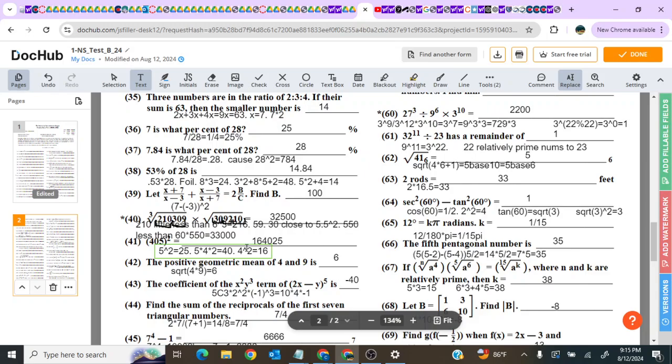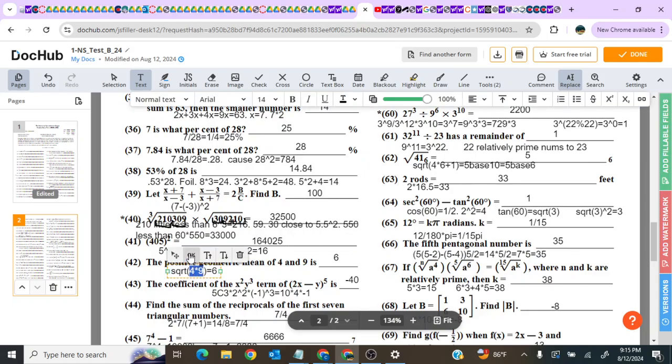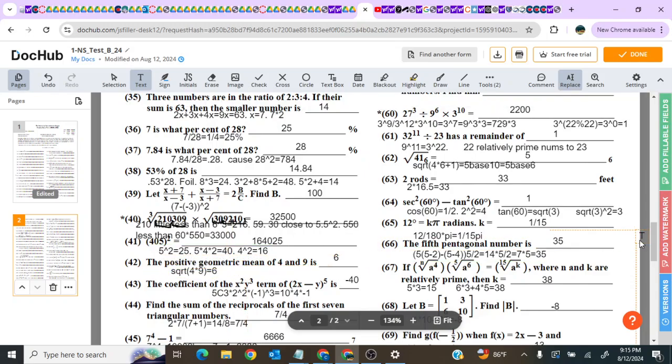Positive geometric mean of 4 and 9 is what? Geometric mean is basically the nth root of all n of your terms multiplied. So square root of 4 times 9, because there are two numbers that you're multiplying.